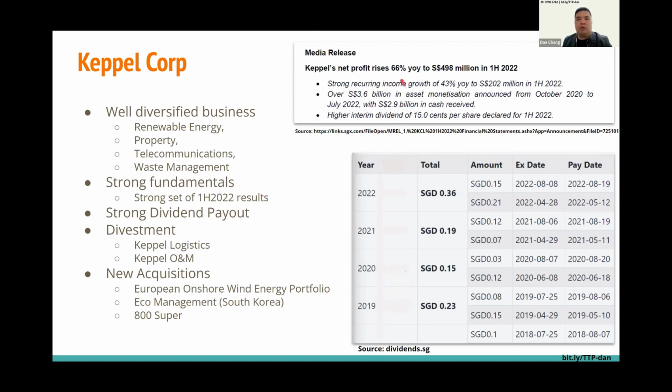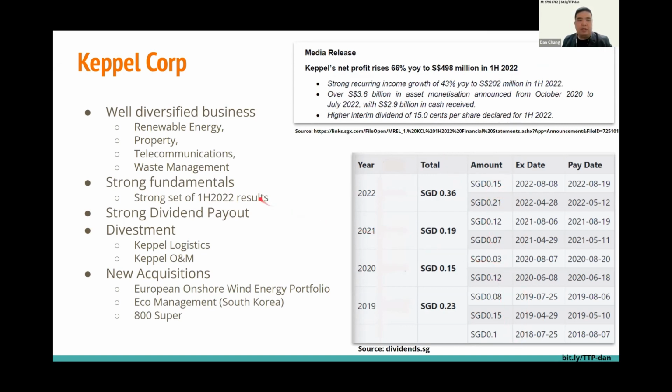Back in 1H22, because the 2H22 result is not out yet, they will be out next month. Based on the latest financial result, the first half of 2022, the net profit has actually risen 66% year on year. And they also have declared a higher interim dividend of 15 cents per share. If you notice here, 15 cents is not the highest but it's among the highest.